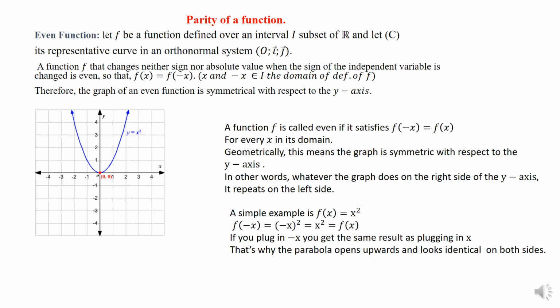So as for the definition of even functions, let f be a function defined over an interval I, a subset of R, and C is its representative curve. A function f that changes neither the sign nor the absolute value when the sign of x changes, so f of x is the same as f of negative x, where x and negative x are in the domain of definition of f, is called an even function. Therefore, the graph of an even function is symmetrical with respect to the y-axis.